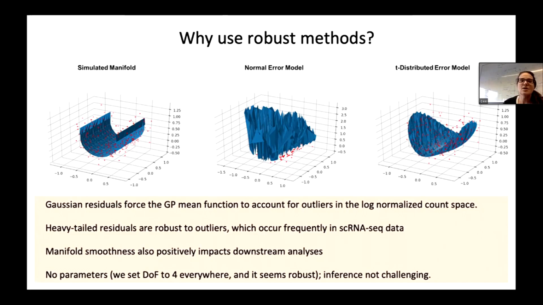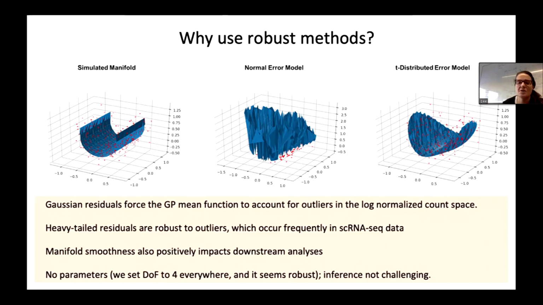So when we think about why we want robustness, these Gaussian residuals are going to force this mean function to be skewed away from the true mean function, because of the squared error that's implied by a Gaussian. We use a heavy-tailed residual to be robust to outliers. And then we find that this really smooth space that we're able to estimate from this heavy-tailed distribution allows us to do a really nice job in downstream analyses because we have this really smooth manifold on which to work.